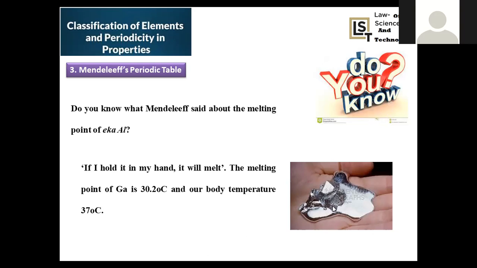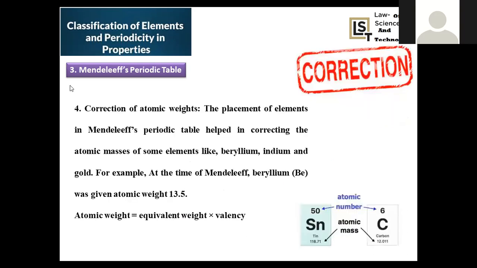But when taken into the hand, that will melt, such was what he felt. So that is the futuristic vision of Mendeleeff. Even though the things were unknown, he assumed them, but they came to reality after the invention. So this is also another kind of assumption that came into reality.